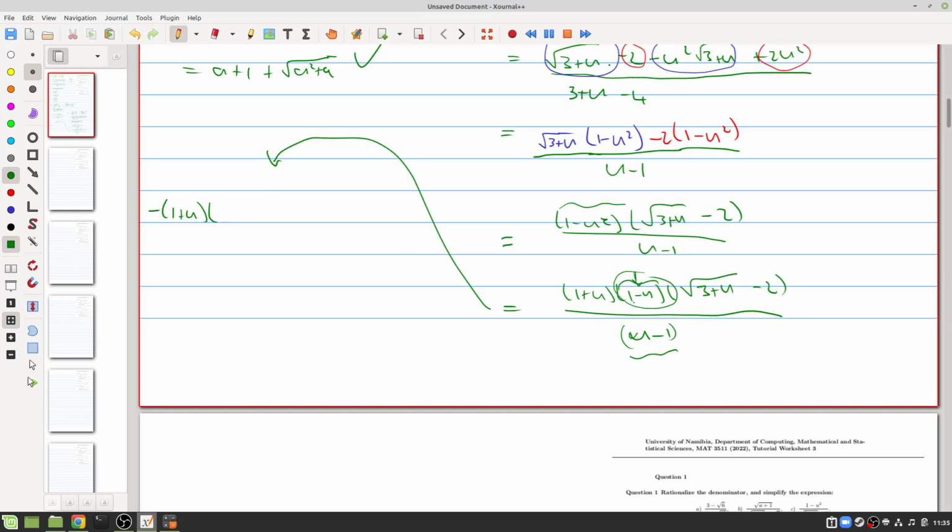Then the signs will change. So now it's going to be a negative 1 and a positive u. And our third bracket just remains the same. Square root of 3 plus u minus 2 all over u minus 1. And now we see we can cancel out these two. So our final answer would just be negative 1 plus u, and then the square root of 3 plus u minus 2. And that will be the simplest form, I believe.